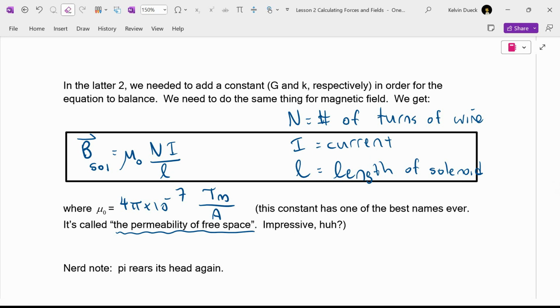What this means is if I want to have twice as strong a magnetic field, I got 3 options. I can wrap twice as many turns, make N twice as big. I can double the current, or I can just make it half as long. It really lets me pinpoint customize a magnetic field to any size that I want.